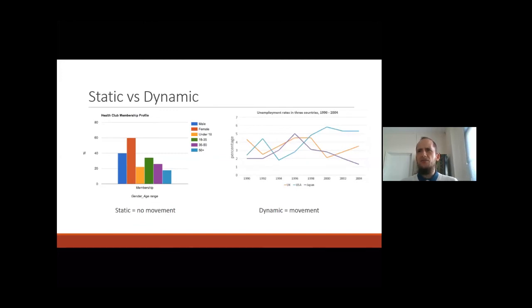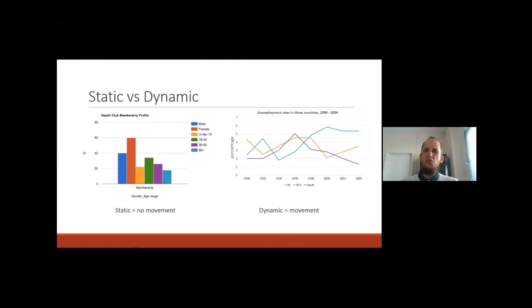We've got a static graph on the left. We've got a dynamic graph on the right. For the graph on the right, you're going to be using dynamic vocabulary, and dynamic vocabulary will be your rises, your falls. Then what I've seen is that sometimes people use that dynamic vocabulary for a static graph. So we can see that males are at 40%, then there's a 20% rise to females, followed by a sharp drop to under 18s of 40% before there's another 10% or 15% rise to the 18 to 35s.